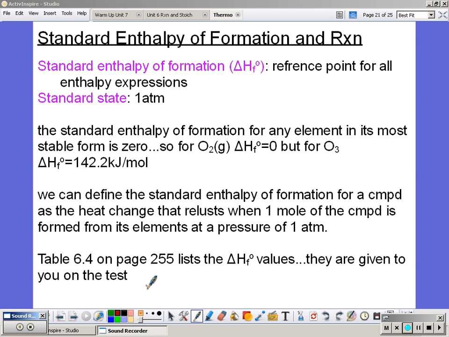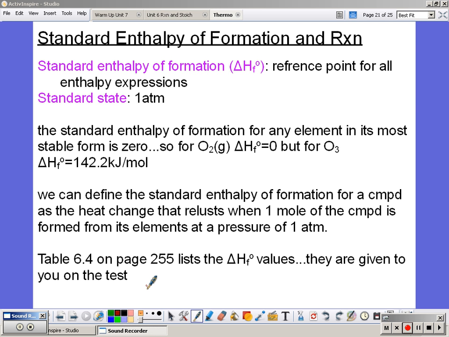Standard enthalpy of formation and reactions. So the standard enthalpy of formation, delta H, the F stands for formation and the 0 stands for it being at the standard state, is the reference point for all enthalpy expressions. A standard state just means that it's at 1 atm. So the standard enthalpy of formation for any element in its most stable form is 0.